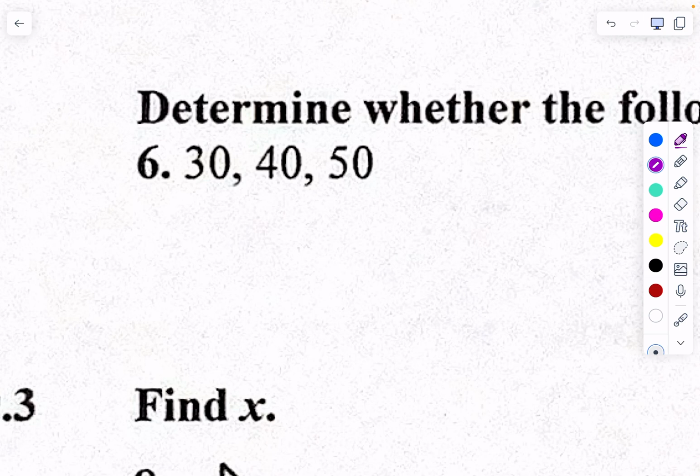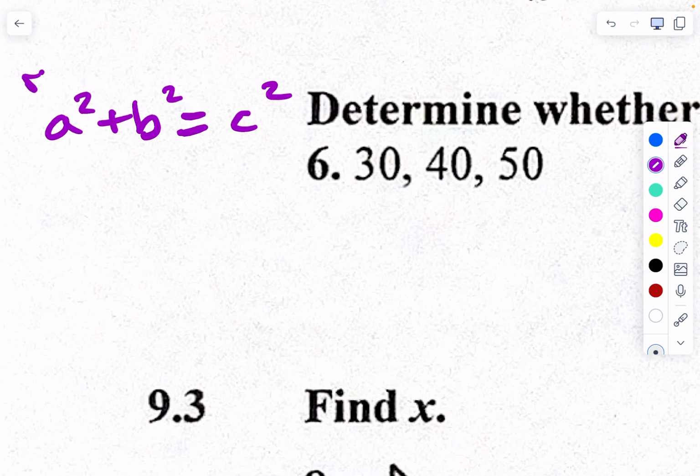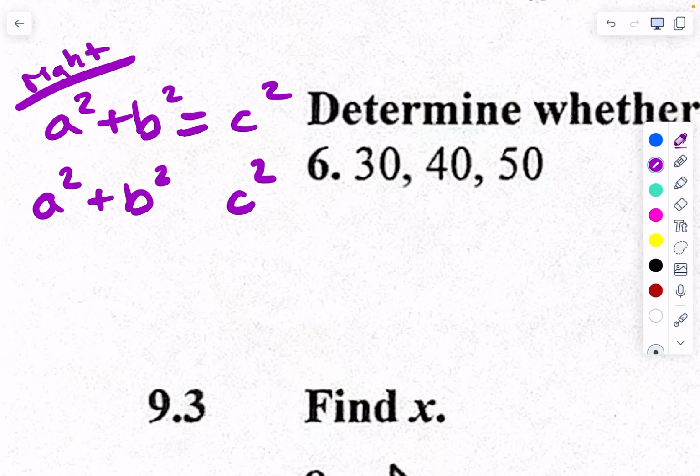How do you know if it's a right? If 3 sides make a right triangle, how do you know if it's a right triangle? Pythagorean theorem. A squared plus B squared equals C squared, right? If A squared plus B squared is equal to C squared, it is a right triangle. But let's say C squared is even bigger than A squared plus B squared, huge in comparison to these two added together. What kind of triangle is that going to be?